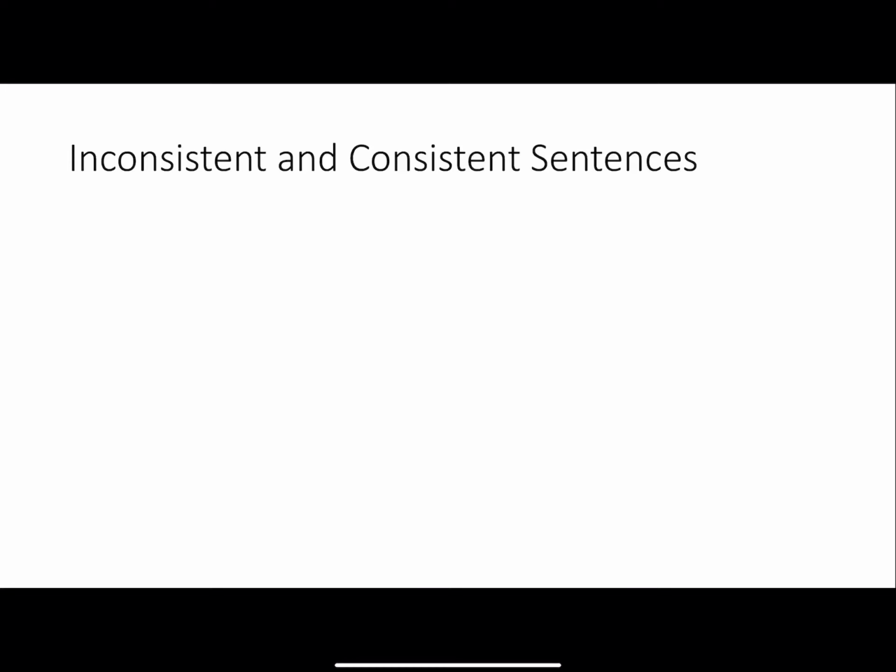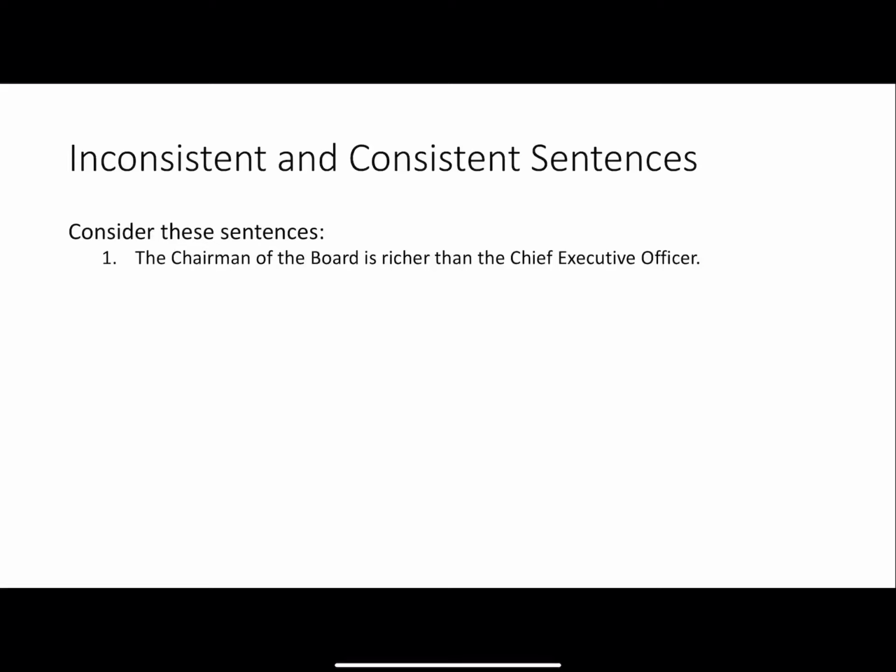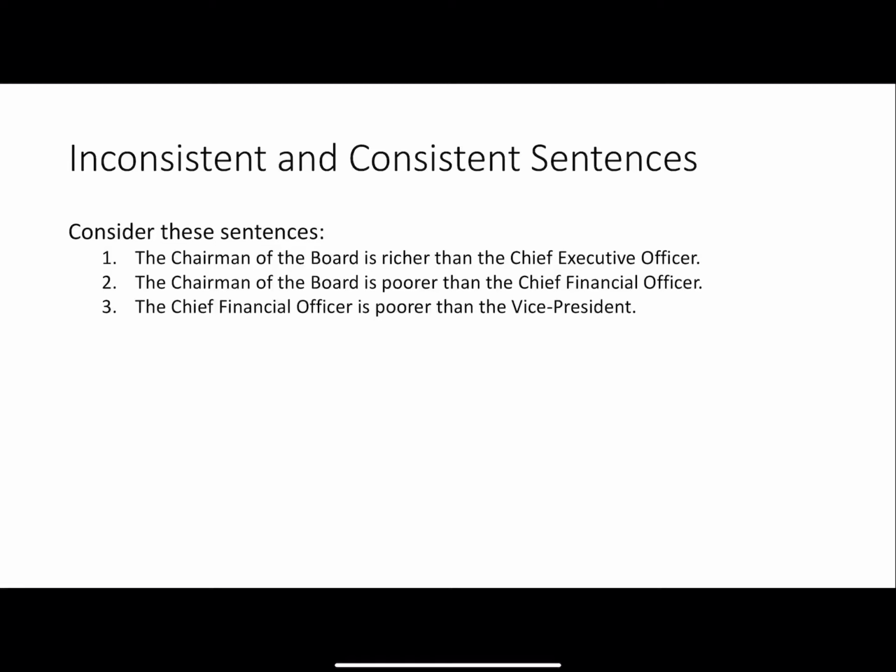Just as we can talk about a pair of sentences as being inconsistent or consistent with one another, we can also talk about a group of sentences as being mutually inconsistent or mutually consistent. So consider these sentences. The chairman of the board is richer than the chief executive officer. The chairman of the board is poorer than the chief financial officer. The chief financial officer is poorer than the vice president. The vice president is poorer than the chief executive officer. Consider these relationships for a minute and think about where the inconsistency lies in these 4 claims.